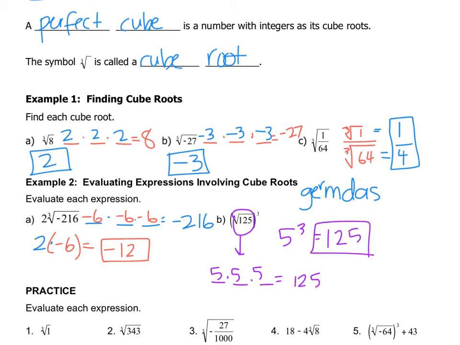Just like when we did square roots and we learned that squaring is the inverse of square root, cubing is the inverse of cube root, so they undo each other in the same way.